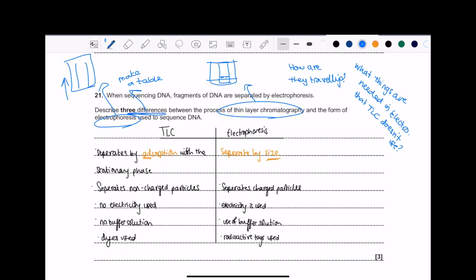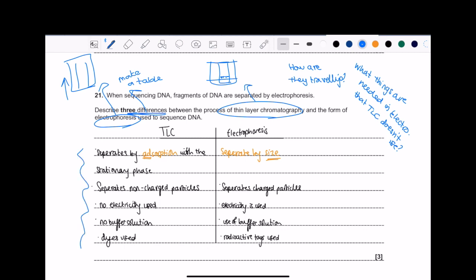And because there's differences, right, use a table. Very simple. The amount of times I've seen people write down a whole paragraph saying, so TLC uses this, but electrophoresis does not. That just takes up too much time. We don't have time, guys. We don't have time. So just do a simple table. And yeah, everything I've said is basically here.